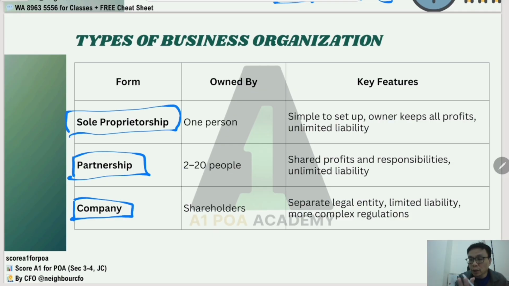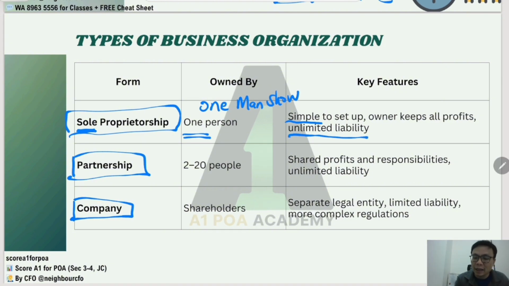So now let us zoom in and understand every individual type. What are the main characteristics that classify them, or in a way identify them to be that type of organization? Sole proprietorship. The word itself, sole, tells you that it is a one-man show, one person. Next, we talk about key features. The main characteristic of a sole proprietorship is that it is simple to set up. The owner keeps all the profit. Yeah, because he's the only person, right?